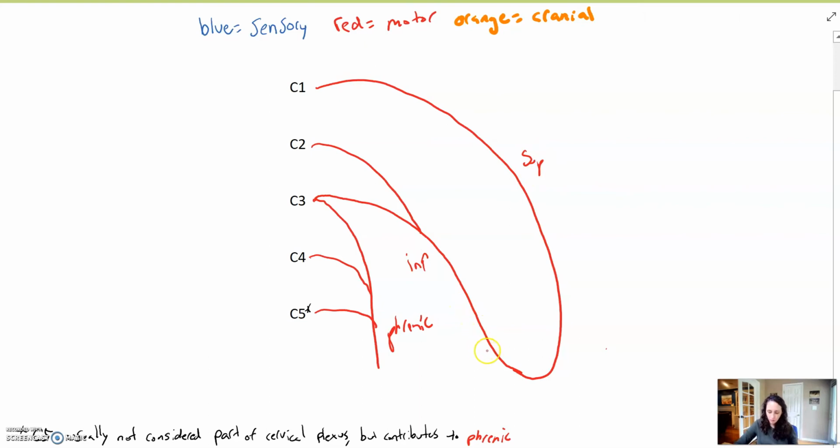Coming off of the inferior root, we have the inferior omohyoid, which provides innervation for the inferior omohyoid belly. And coming off of the superior root, we have the superior omohyoid, which provides innervation for the superior belly of the omohyoid. We also have the sternothyroid and the sternohyoid. Coming off of C1, we also have nerves for the thyrohyoid as well as the geniohyoid.